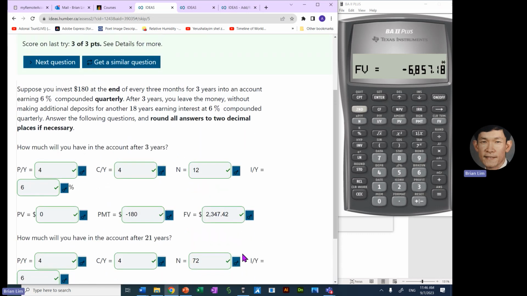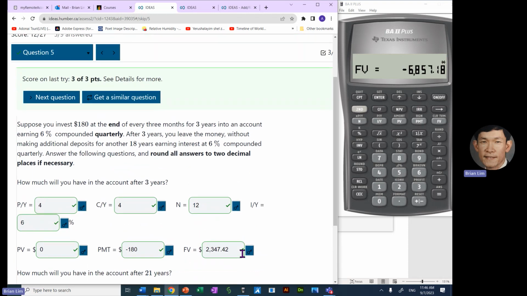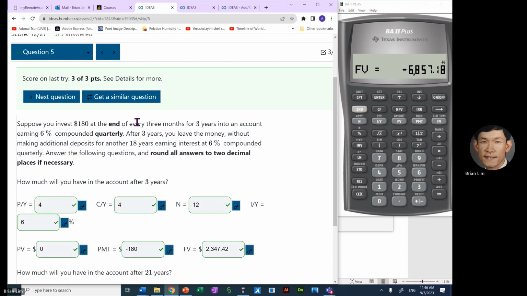And there we are. So this question combined an ordinary simple annuity with compound interest. That ends this episode.